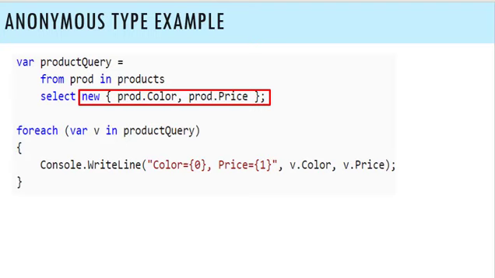In the select clause, the anonymous type declaration starts with the new keyword. The declaration initializes the new type that uses only two properties from the product. If you do not specify member names in the anonymous type, the compiler gives the same name as the property being used to initialize them. In this example, names of the properties of the anonymous type are color and price.